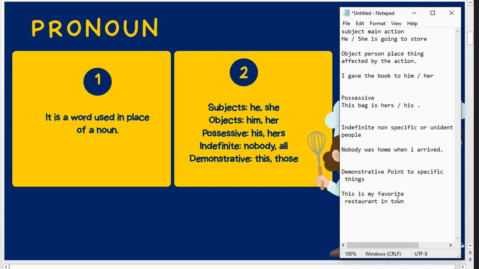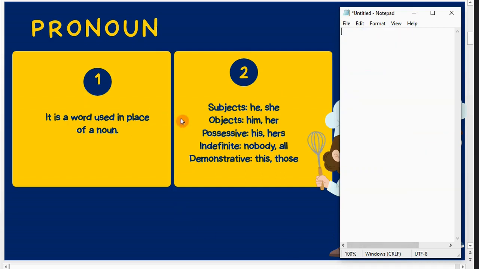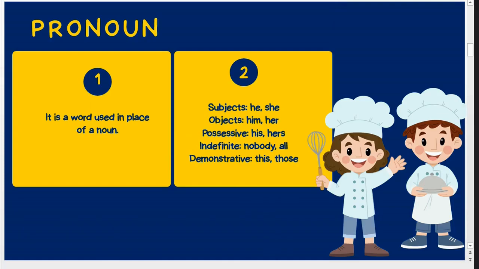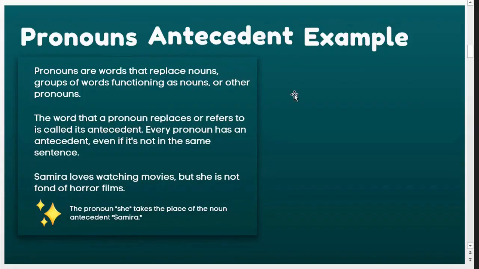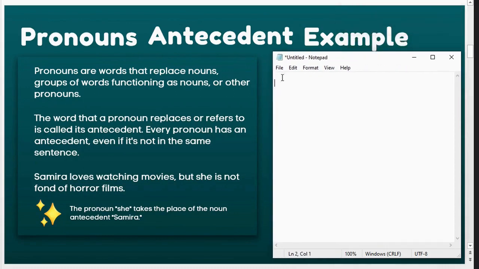So we move towards the next slide. Hope you understand pronoun, subject, object, possessive, indefinite, and demonstrative pronoun. Our next slide is pronoun and antecedent. Pronouns are words that replace nouns, groups, or words functioning as nouns or other pronouns. As I talked about previously, a pronoun provides clarity and helps to maintain the flow and logical connection, so that we do not have to use the same words again and again.